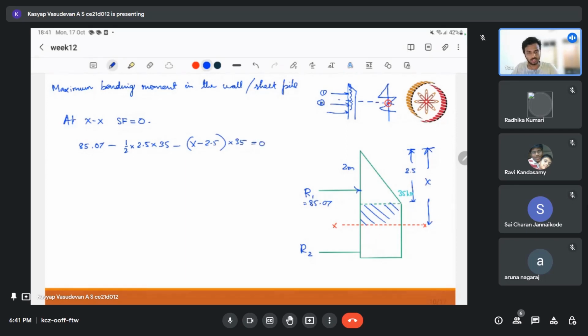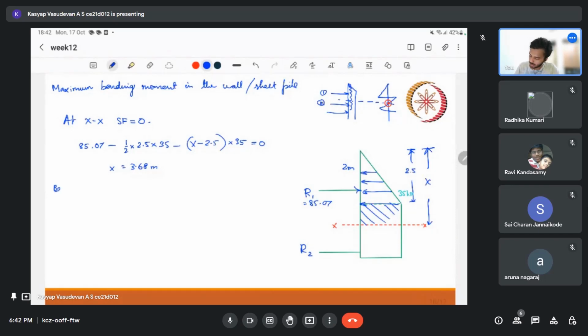So our shear force at this section is 0. So I am finding the shear force. The forces moving towards right are taken as positive, and whichever sign convention you take, you will get the same answer. If you solve this, x will turn out to be 3.68. So we know the location. Now we can find the bending moment at this location.